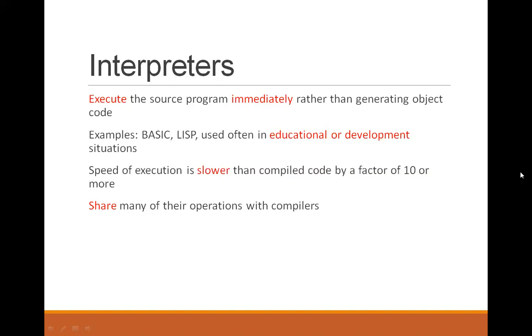But the process of scanning the line, checking the syntax, translating that into binary, these things are actually similar between interpreter and the compilers. The main difference is that compiler actually executes the program as a whole in the form of an executable file, and interpreter executes a program one line at a time.